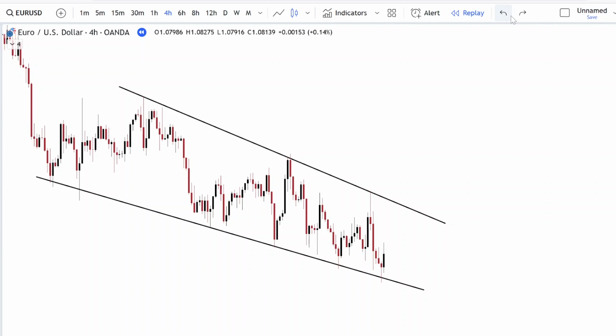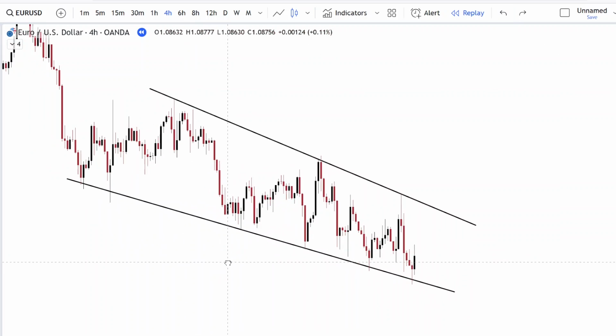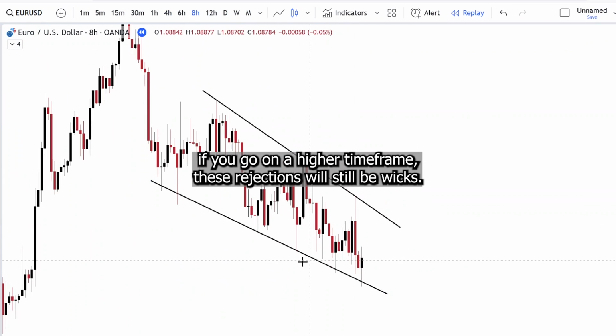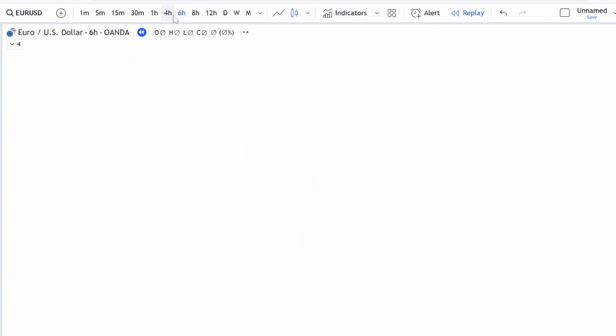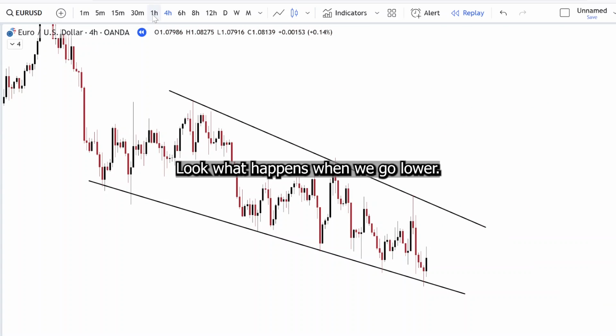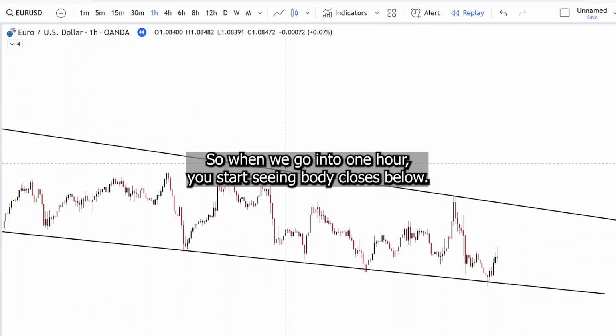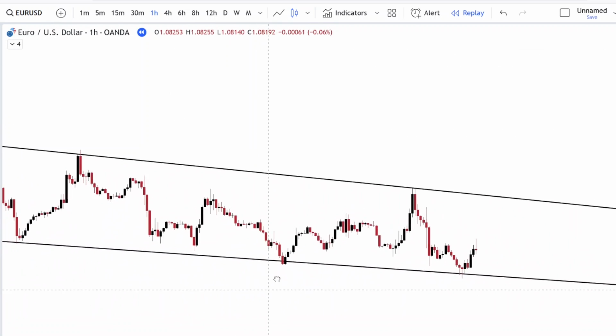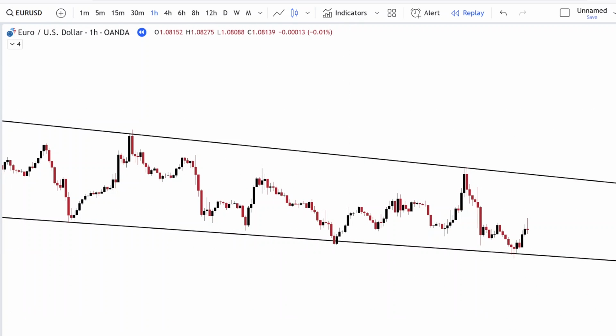And since they're wicks, obviously the concept of price, if you go on a higher time frame, these rejections will still be wicks. But if you go lower, so let's say previously we were on the 4 hour, this is the lowest we can go where our rejections are wicks. Look what happens when we go lower. So when we go on the 1 hour, you'll start seeing body closes below. That means the price spent too much time down here for this time frame.